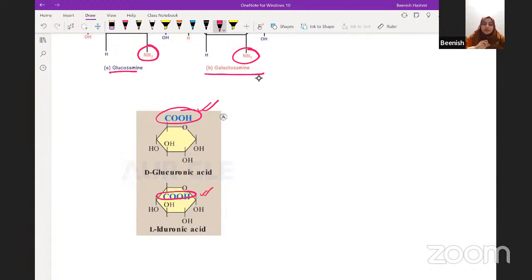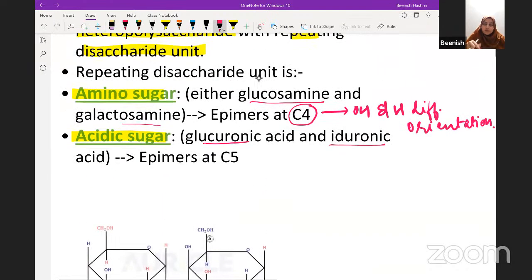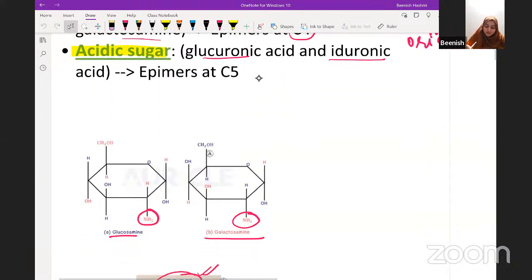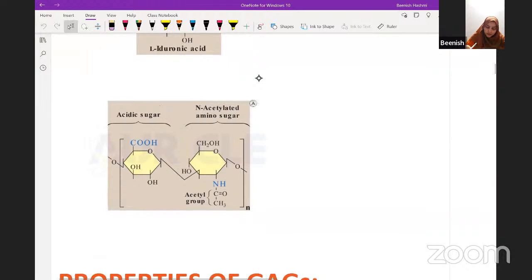So what are the disaccharide units now? The disaccharide unit is made up of amino sugar and acidic sugar. The amino sugar can either be glucosamine or galactosamine, and the acidic sugar can either be glucuronic acid or iduronic acid. And also, usually, the amino sugar is acetylated. That is, at the amino group, that is NH2, usually an acetyl group is attached.